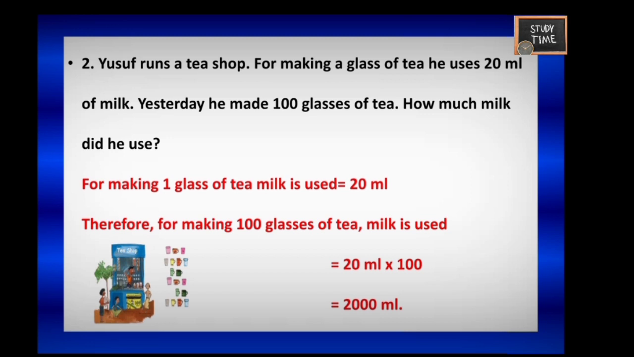So for making 1 glass of tea, 20 ml is needed. So for making 100 glasses of tea, you have to multiply 100 into 20 ml. So we'll be getting 2000 ml. So that is 2 liters.